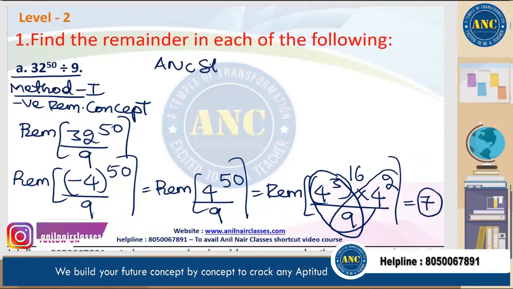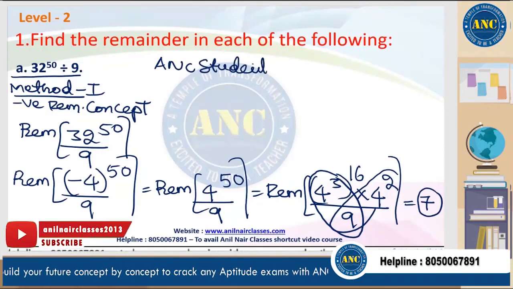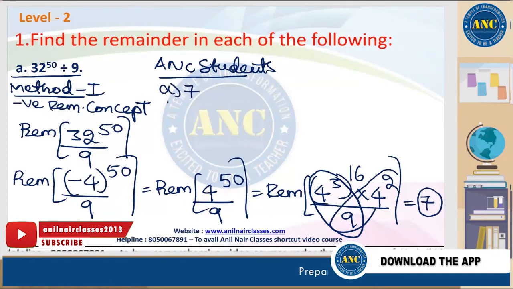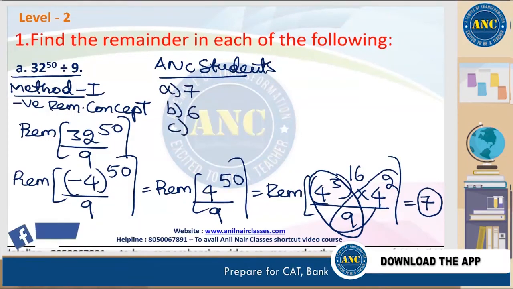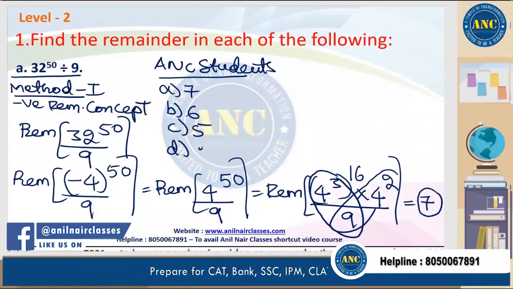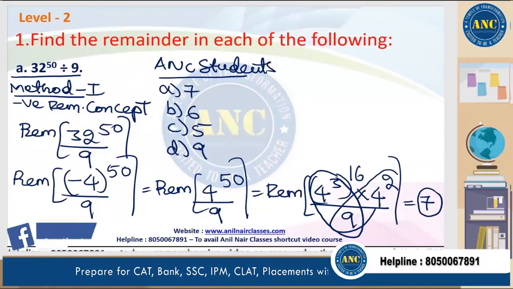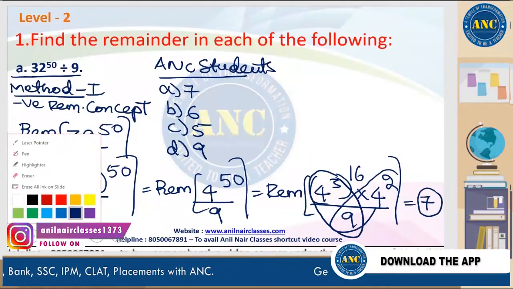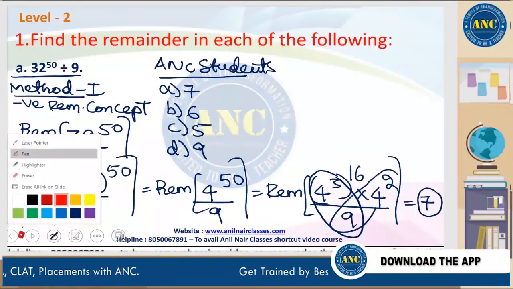Now, Anil Nair classes students who are solving this one, ANC students, especially ANC enrolled students, if the options are like this, 7, 6, 5, 9, this negative remainder, you don't need to do it. It's a waste of time.